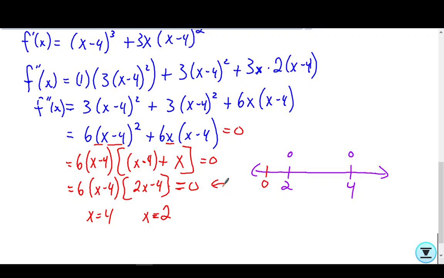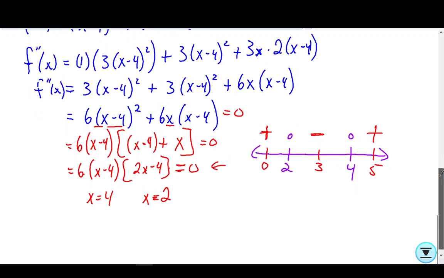So I plug in 0, I'm going to get 6 times negative 4 times negative 4, which means this part is positive. Then I'm going to plug in 3. When I plug in 3, I'm going to get 6 times negative 1 times positive 2. So this is negative here. And then when I plug in 5, I get 6 times 1 times positive 6, which is a positive there. Okay? Which means my concavity, this is concave up, this is concave down, that is concave up.